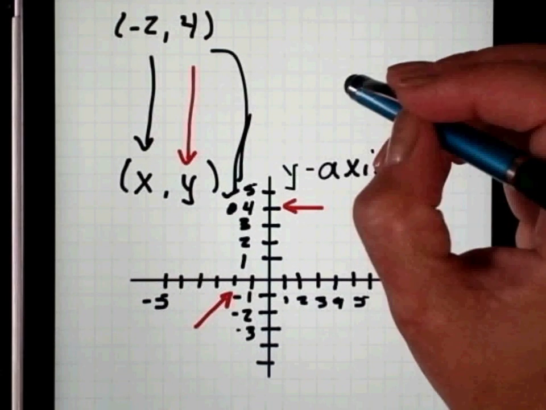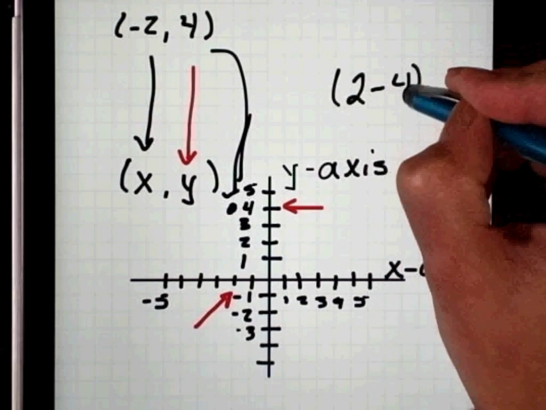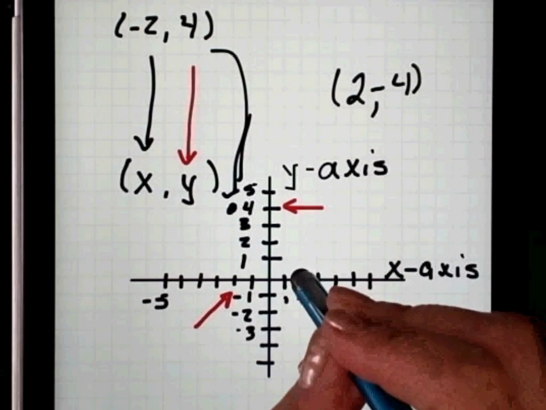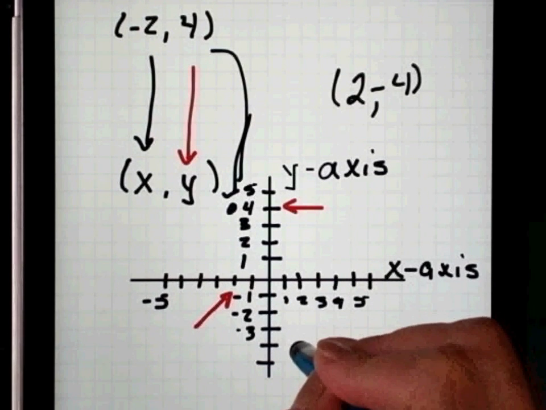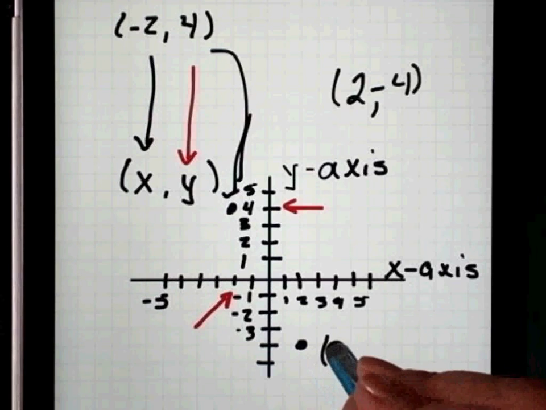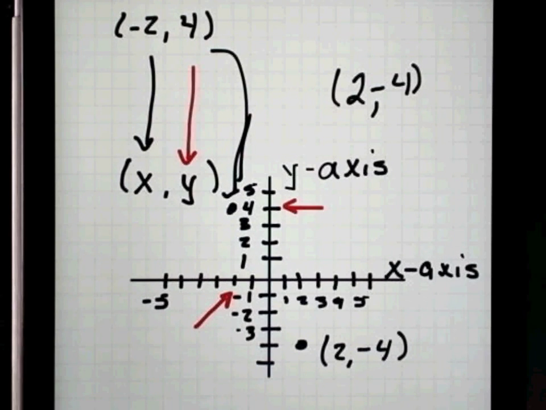The point (2, -4) would be over here. We count 2 horizontally and go down 4 vertically. That's the point (2, -4).